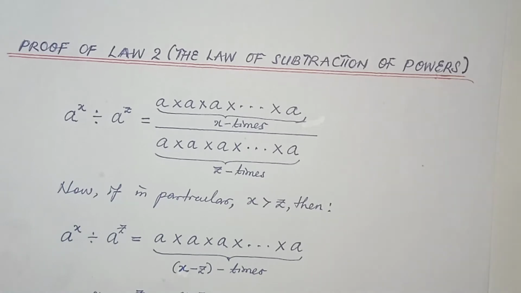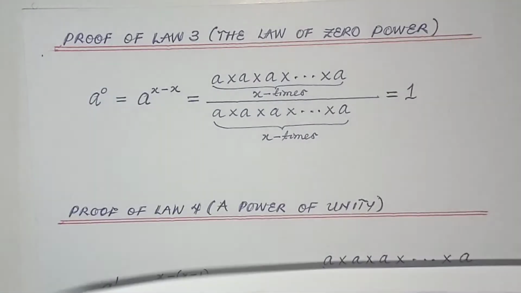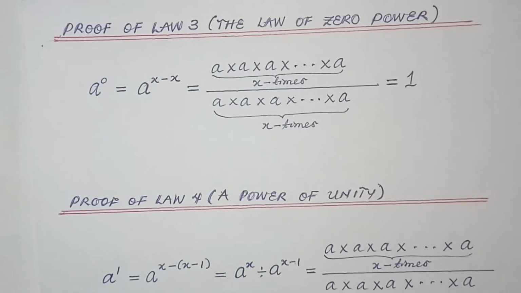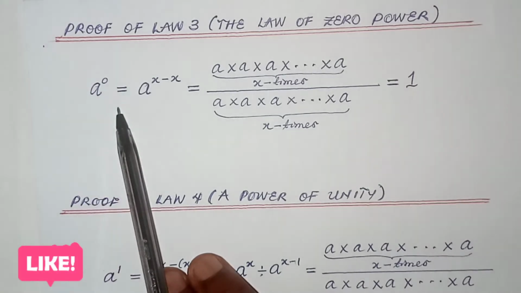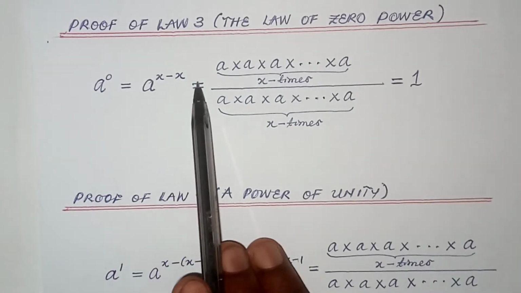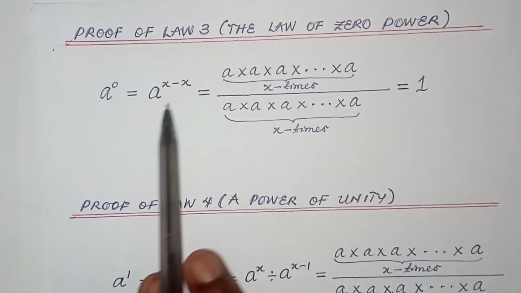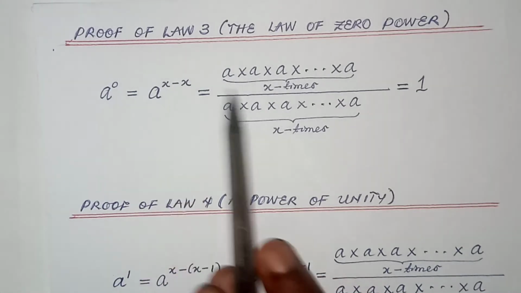Okay, so let's go to law number 3, the law of zero power. This law states that a raised to power 0 is equal to 1. Anything raised to power 0 is equal to 1. So how is that true? A raised to power 0 can be written as a raised to power x minus x. Of course, subtracting something from itself would give you 0.